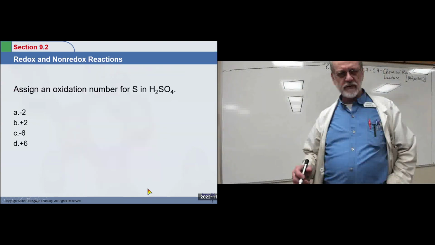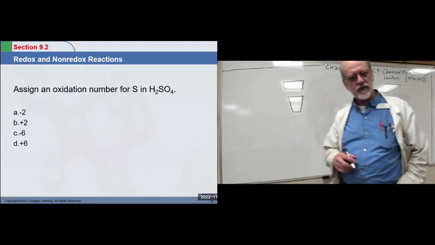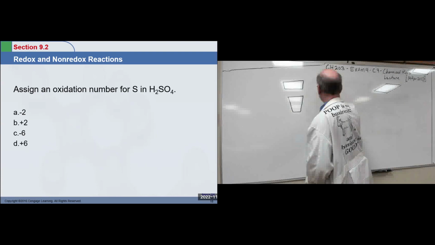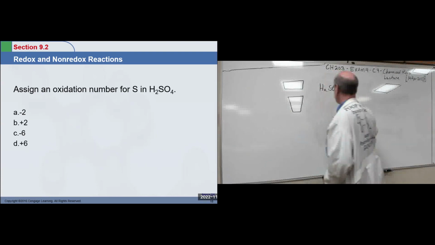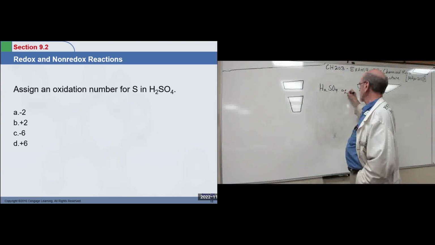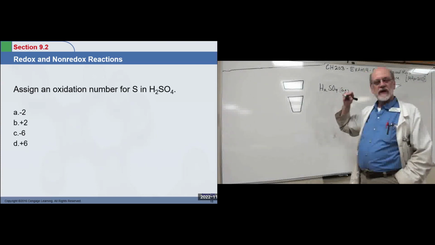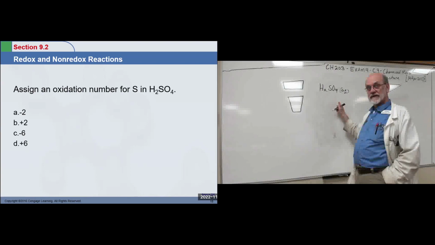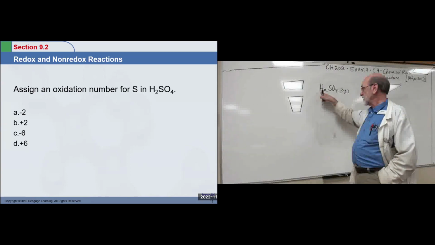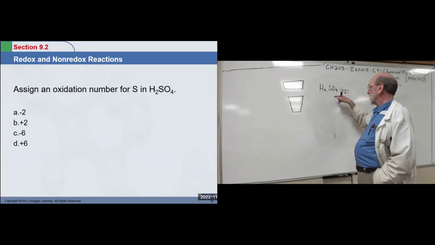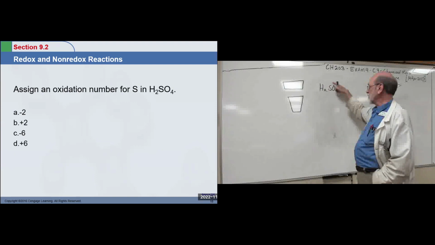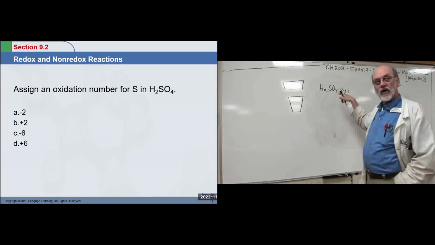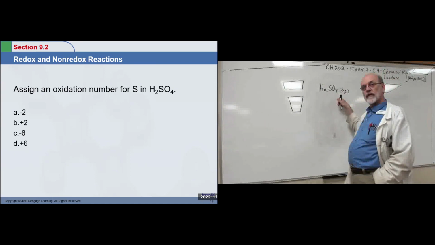Okay, oxidation numbers. What's the oxidation number for sulfur in H2SO4? Remember that one? If this is in aqueous solution, what do we call it? Right? There's oxygen there, so we don't say hydro. And it's in aqueous, so it's an acid. So this part of the molecule is a polyatomic ion called sulfate. So this is sulfuric acid.